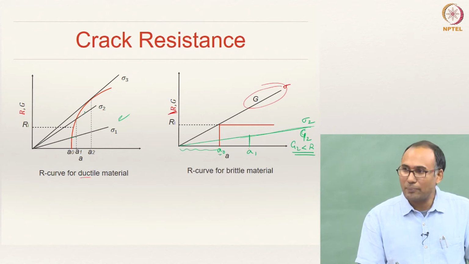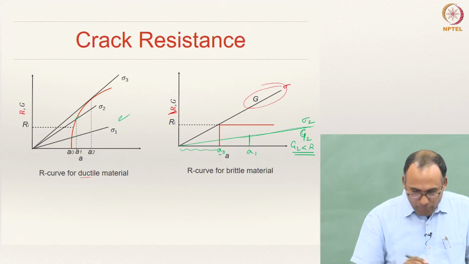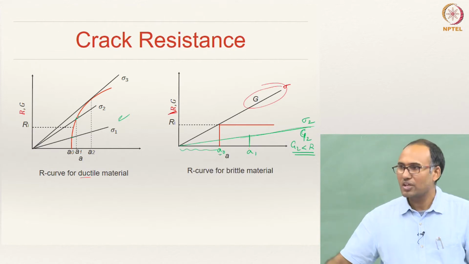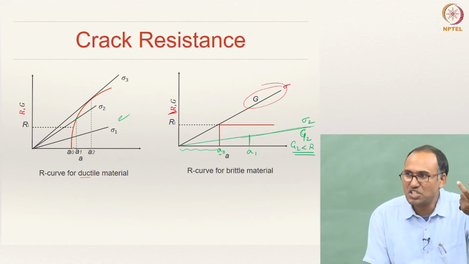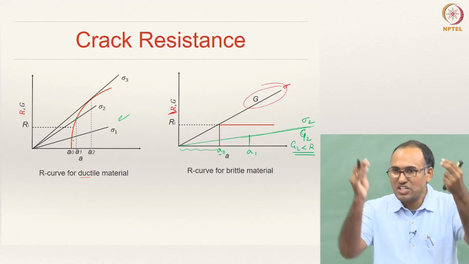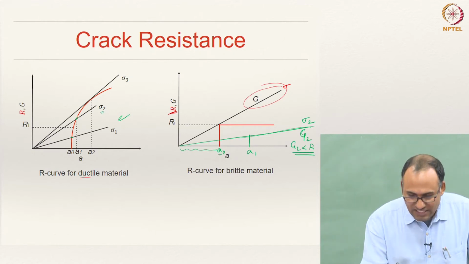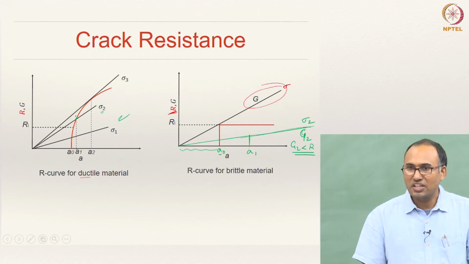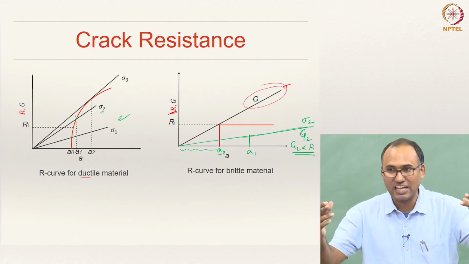Now come to sigma 2. When this is sigma 2, you see that the crack starts growing up to A1 and then it stops, right? Because A0 is the initial crack. You have initially an A0 crack, but you are applying a sigma 2 load, and when this hits the G curve, that is when G became equal to R, and hence the crack has to propagate.